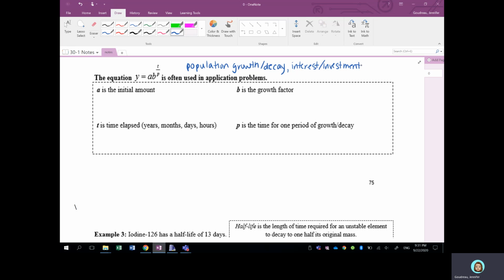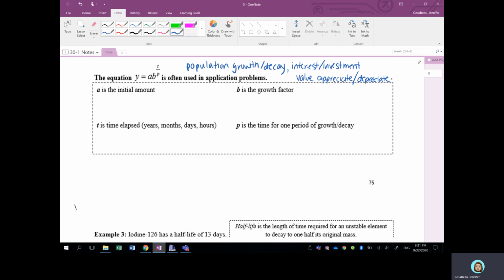And also when we are looking at the value of items, either values that appreciate or values of items that depreciate. So something that would appreciate, maybe like real estate or a house, that value appreciates over time. And then something that depreciates would be like the value of a car. So these are the kinds of application problems that we are going to look at in this section.